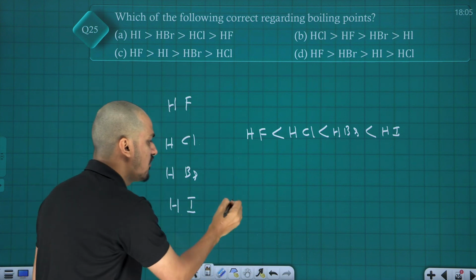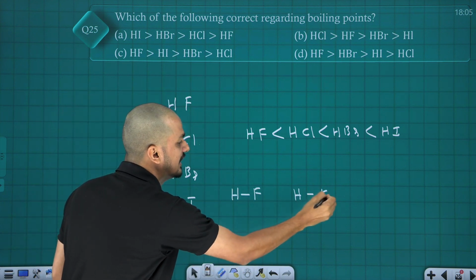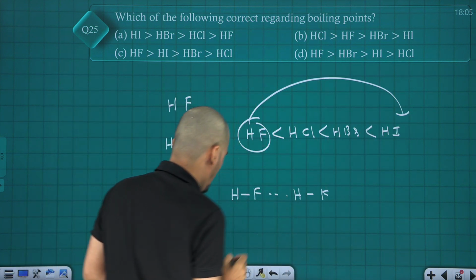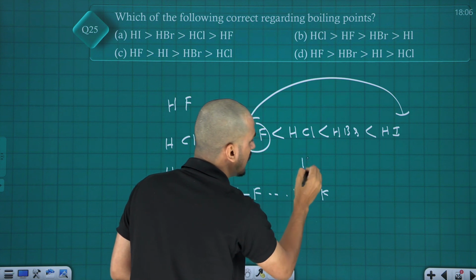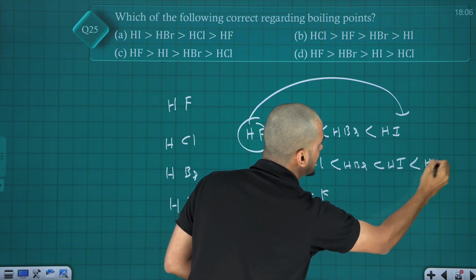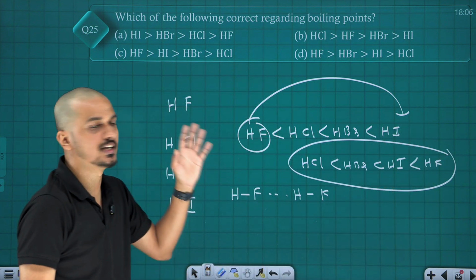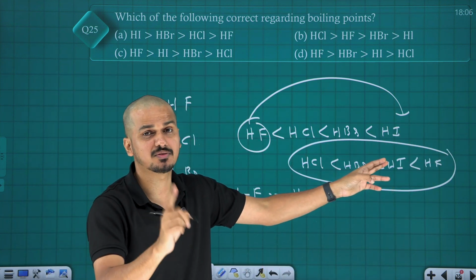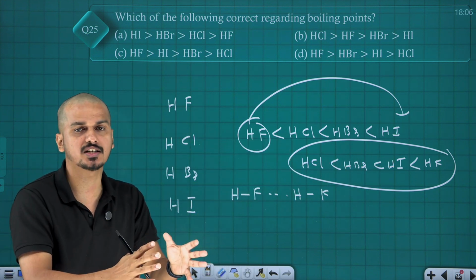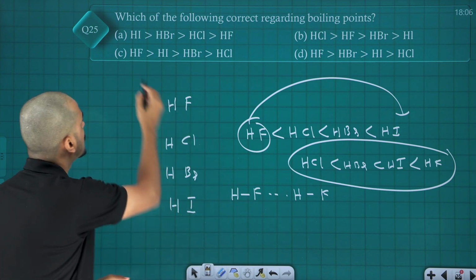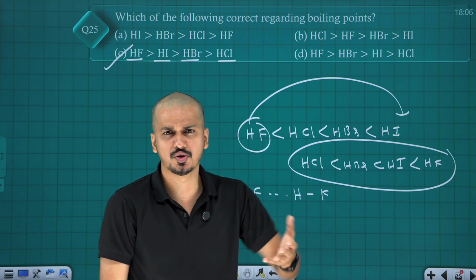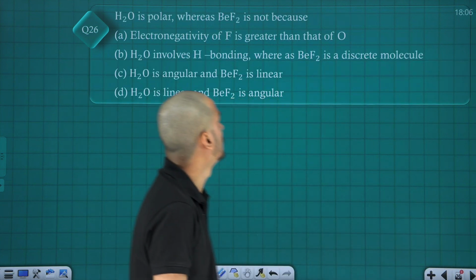But there is one problem. In the case of the HF molecule, they can form intermolecular hydrogen bonding. That's why it will come here, so HF has the highest boiling point. Then HCl, then HBr, then HI. Only HF comes here, because the most powerful intermolecular hydrogen bonding is formed by hydrogen with fluorine. So that's why HF has more boiling point. More intermolecular hydrogen bonding means more boiling point. So HF, then HI, then HBr, then HCl. Option C will come. Ready guys? You got it? Yes. We can move to the next question.